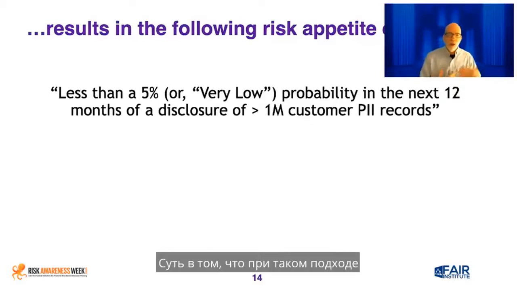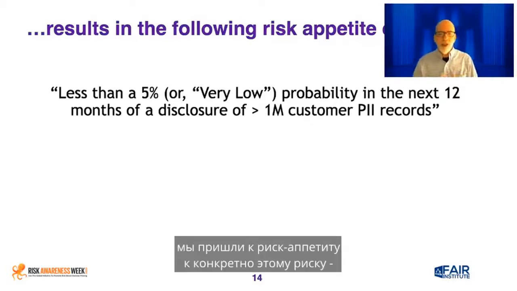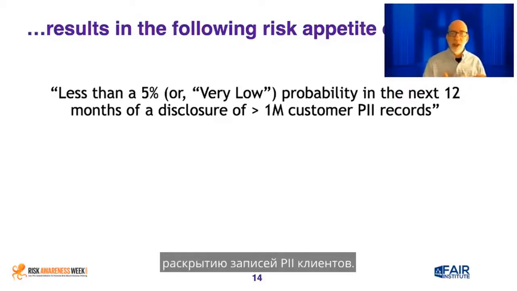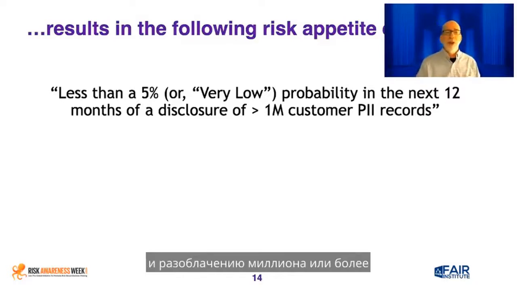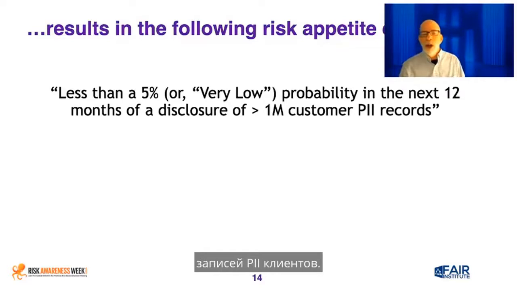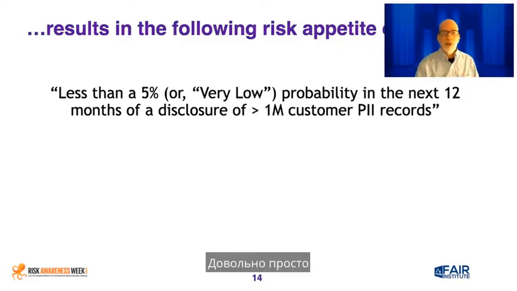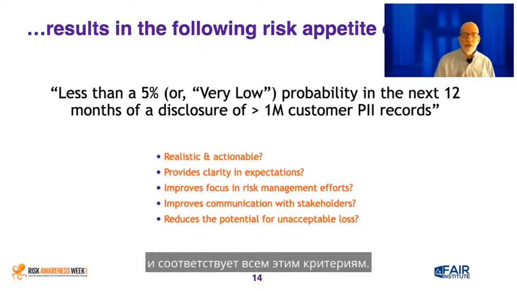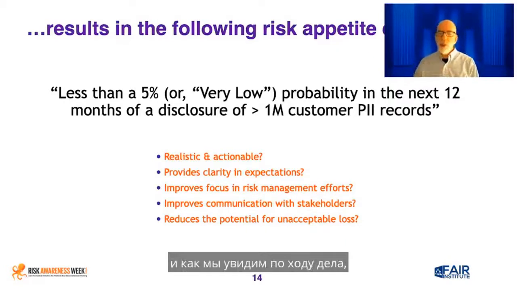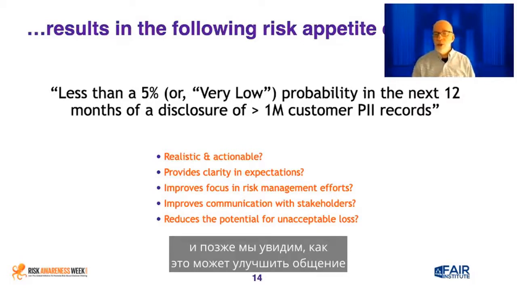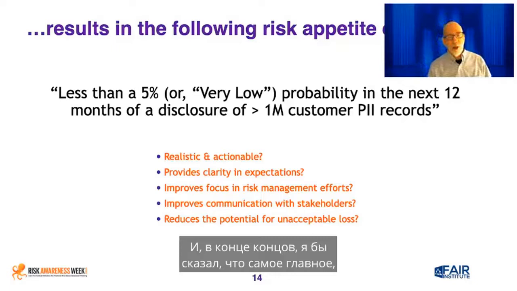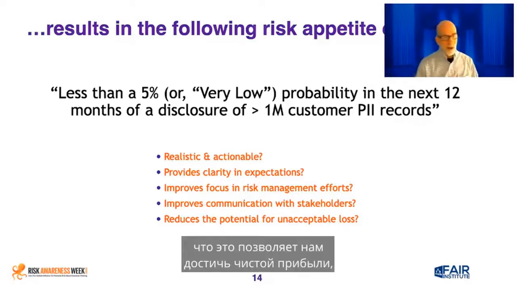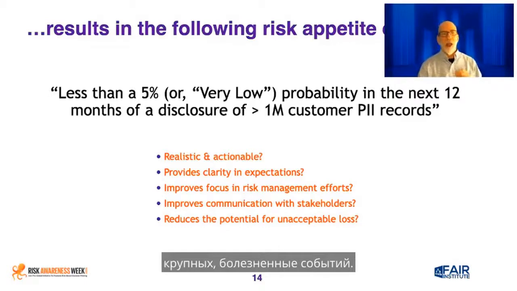Bottom line is, given this approach, we've now arrived at a risk appetite for this risk: disclosure of customer PI records. It says less than 5% probability in the next 12 months of disclosure greater than or equal to 1 million customer PI records. Pretty straightforward. And it meets all of these criteria. It's realistic and actionable, as we'll see as we go along, provides all kinds of clarity and focus. And we'll see later how it can improve communication with the board of directors, et cetera. And ultimately, I would argue most importantly, it allows us to achieve that bottom line, which reduces the potential for these big, hairy, painful events.